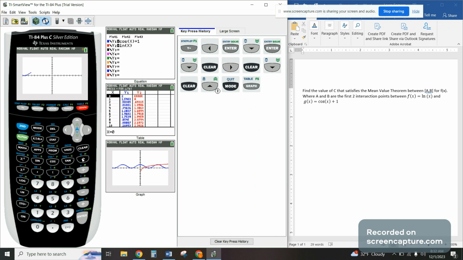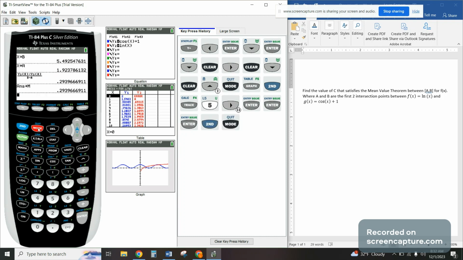So the first thing I'm going to do is store those first two intersections between these two graphs. So this one will be my A, this one will be my B, and this one I will ignore because it says the first two intersections. Second trace, intersect. Okay, so I need that number. So before I find the other intersection point, I'm going to store that value for A.